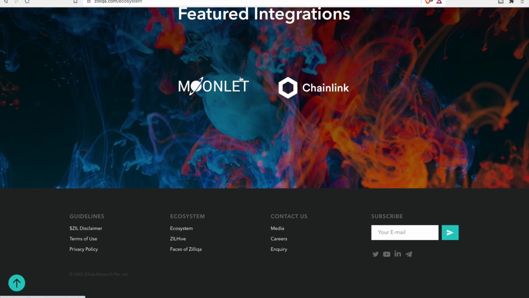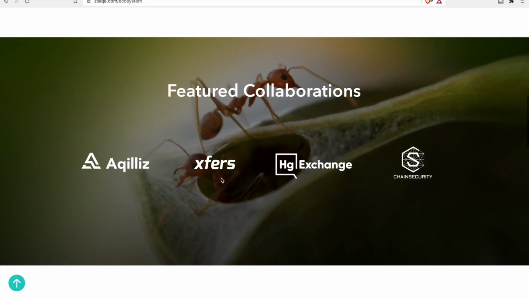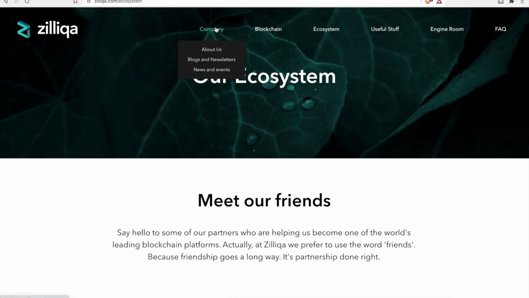But they're also integrated with like Moonlet and Chainlink. That's huge. I mean, everyone knows Link, all those Link Marines out there. It's the number one Oracle out there right now.